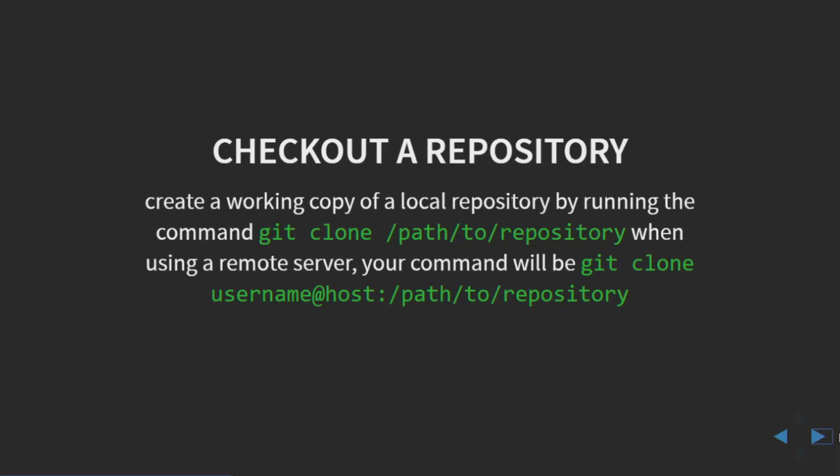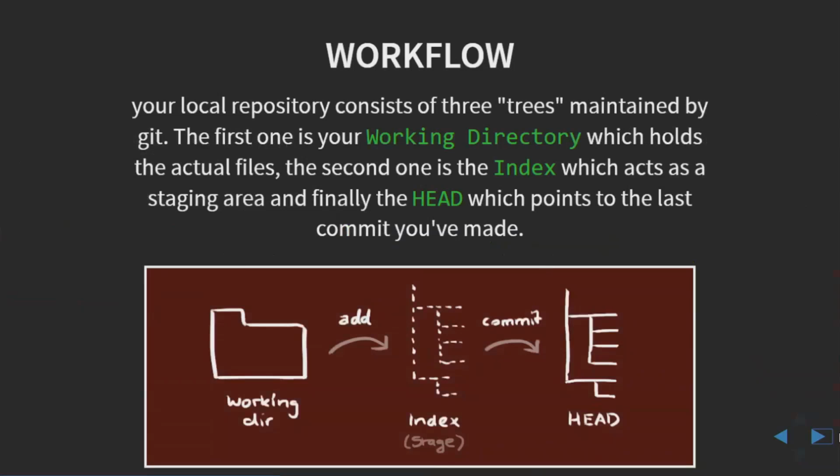A lot of people don't really grasp the workflow of how Git is actually operating, and here I'm trying to demonstrate how simple it really is. There are really three main areas that you need to concern yourselves with: the working directory, the index, and the head. The index is commonly referred to as the staging area, so you might hear that term as well.